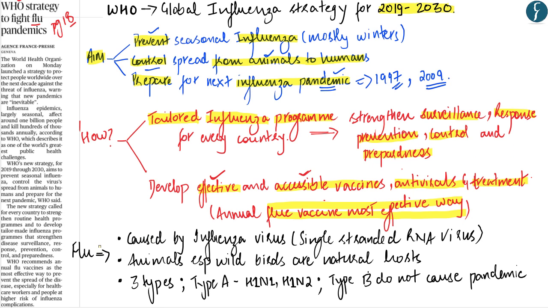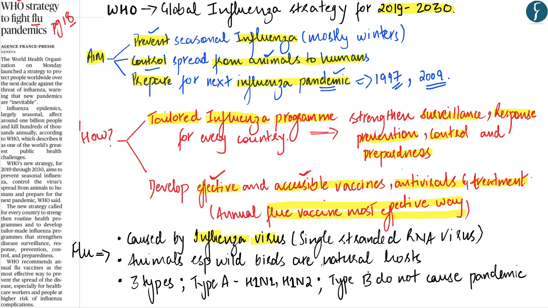Lastly, talking about what exactly influenza is. Influenza, or the flu, is an acute viral infection of the respiratory tract. So hence influenza is a viral infection caused due to the influenza virus, which is a single-stranded RNA virus.